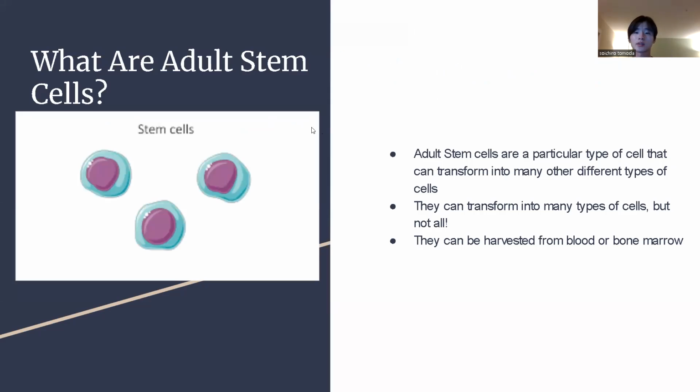What are adult stem cells? Adult stem cells are a particular type of cell that can transform into many other different types of cells. They can transform into many types of cells, but not all. Some of the cells that they can turn into are heart cells, nerve cells, blood cells, and muscle cells. And they can be harvested from blood or bone marrow in the adult human body. And adult stem cells play a role where they replace the cells needed in the human body. And this is a picture of an adult stem cell.